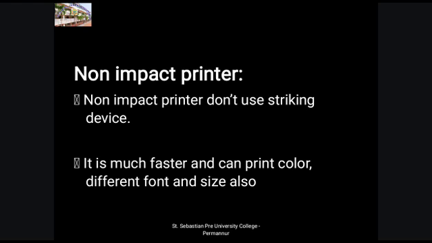Non-impact printer. Non-impact printers don't use a striking device. Impact printers are using striking devices, but non-impact printers do not use a striking device. It is much faster and prints color, different fonts and sizes also. Impact printers cannot print graphics, but non-impact printers print color graphics.